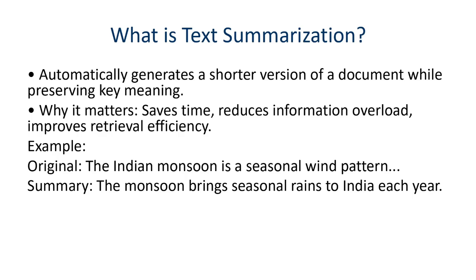For example, a system might read a long weather report about the Indian monsoon and summarize it as the monsoon brings seasonal rains to India each year. This ability to condense data while retaining meaning makes summarization a crucial part of modern IR systems.